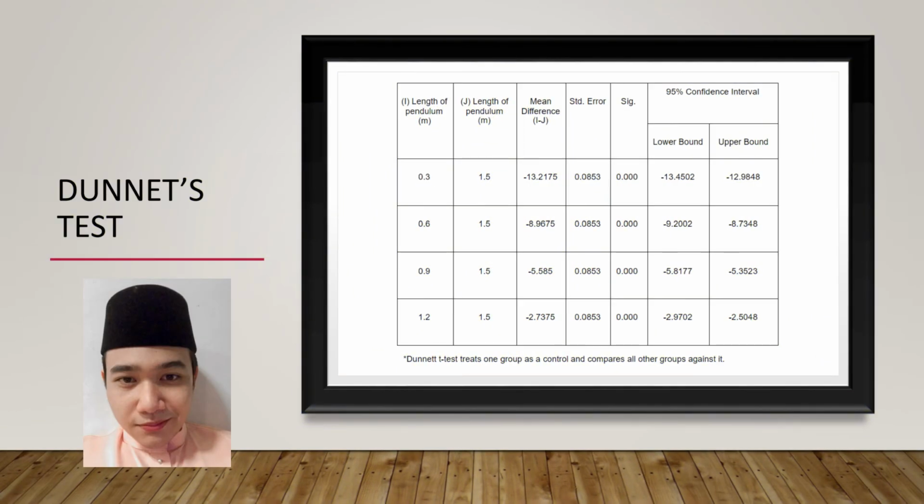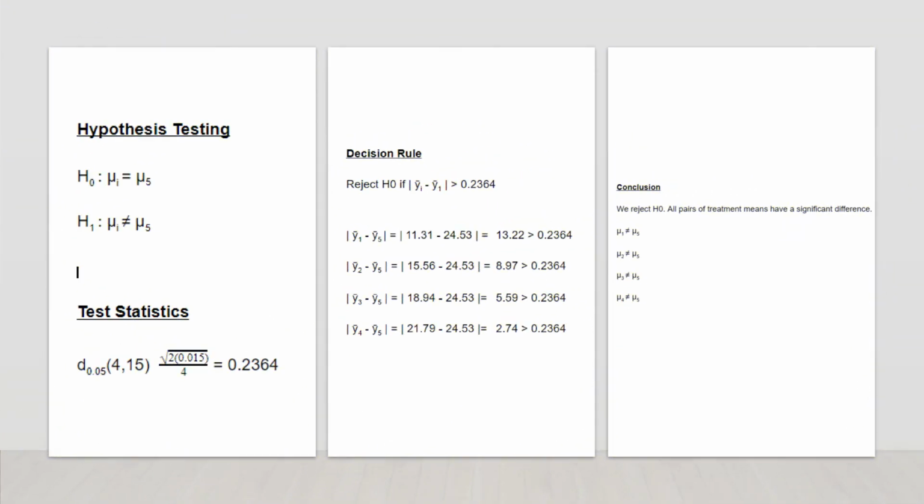For Dunnett's test, this is our Dunnett's test table. We choose the fifth variable as a control. Hypothesis testing for Dunnett's test: for H0, mu I equal to mu 5, and for H1, mu I not equal to mu 5. The value for the test statistic is 0.2364. All the values in the decision rule are greater than 0.2364. As a conclusion, we reject H0 and all pairs of treatment means have a significant difference, and all mu1 to mu4 are not equal to mu5.